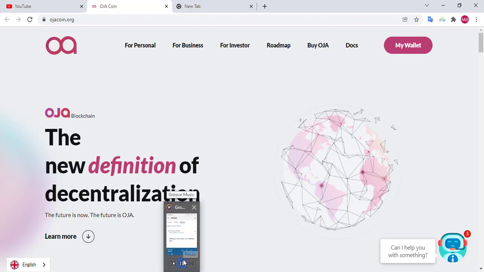I will talk about this project and what the benefit of this website. So let's get started. This project name is OJA Coin, and the project website name is OJACoin.org.